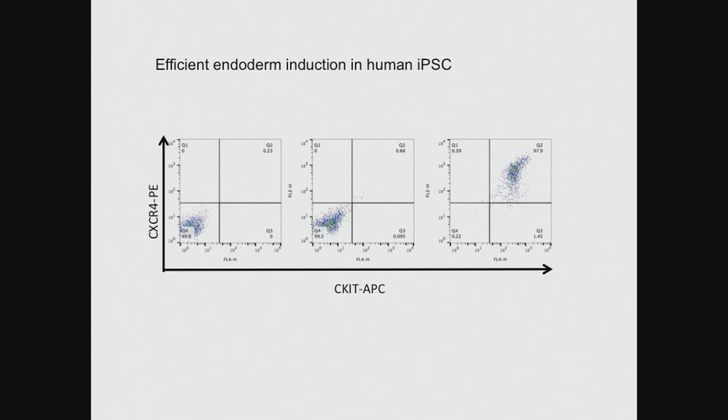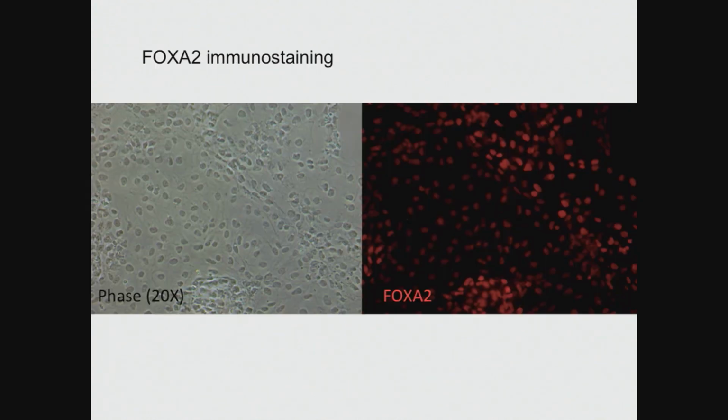And this is just to show you, about 5 years ago I would have cried if I could have gotten this result, but now it just works. It works most of the time. This is efficient endoderm induction in human iPS cells. 98% of the cells are c-KIT CXCR4 positive. This is just iPS cells, and this is the isotype. I'm sorry that there's no label there, but it works. You can very efficiently induce definitive endoderm.